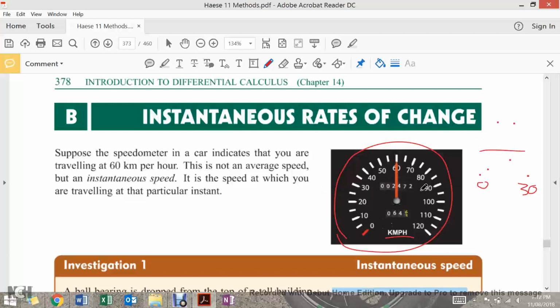Your speedo does not show your average speed, it shows your instantaneous speed. What speed are you doing at that exact moment in time? Instantaneous just means at an exact moment in time, at that very instant. And this is going to start us down the track towards differential calculus, which is finding the instantaneous rate of something.